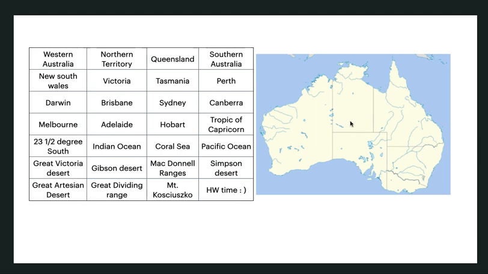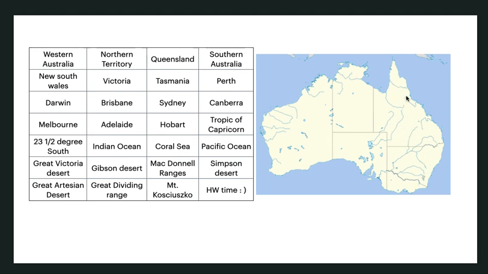And here comes McDonald Ranges and Simpson Desert, which comes in contact with three places: Northern Territory, Queensland, and Southern Australia. And one more is Great Artesian Desert. It comes in Queensland. Just remember that Queen will have a lot of artistic people in her court. So Great Artesian Desert comes near Queensland itself.